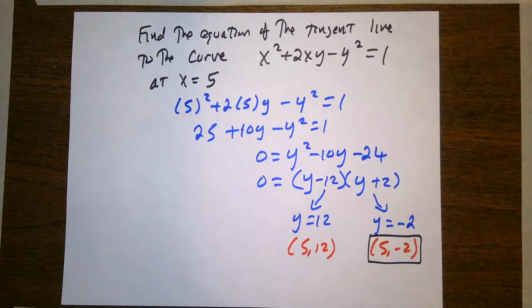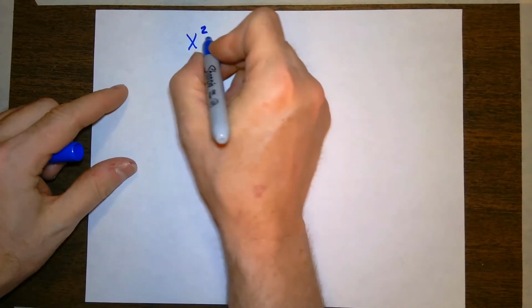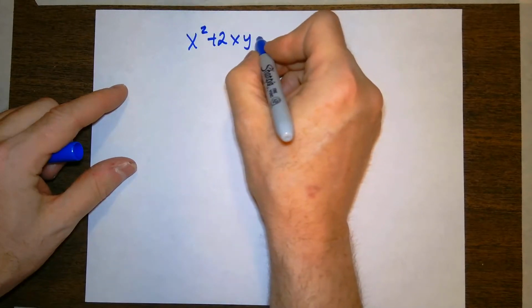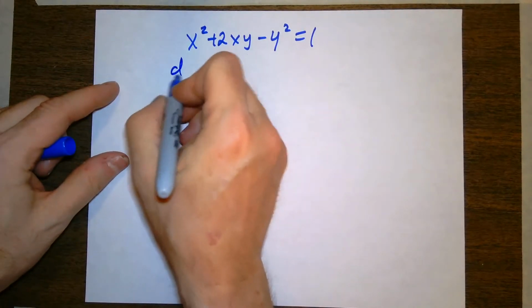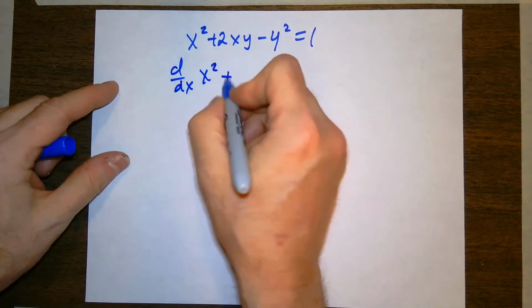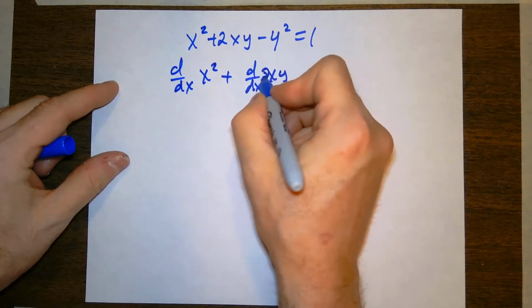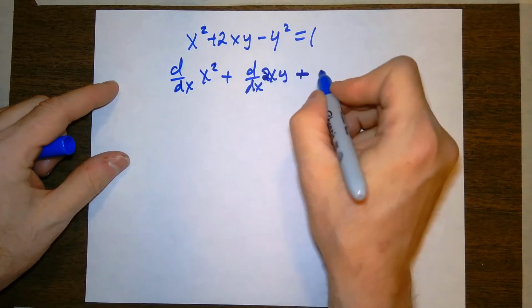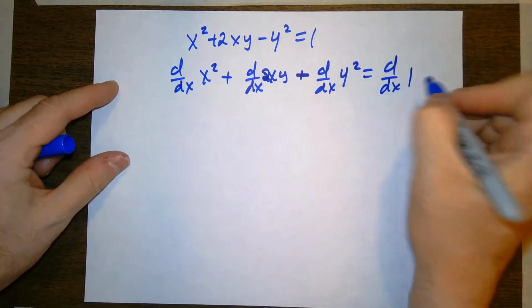So I've got my point. Now I need the slope of the tangent line, and in order to do that, I have to find the derivative of this curve. So now the second part of this problem, find the derivative. We're going to find it implicitly. So my curve is x squared plus 2xy minus y squared equals 1. Take the derivative with respect to x of x squared, plus the derivative with respect to x of 2xy, minus the derivative with respect to x of y squared equals the derivative with respect to x of 1.